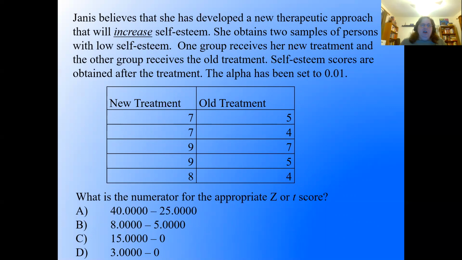Okay, so I want to stress that we're only looking for the numerator here. And if you remember, when we were going through and looking at all the different Z and T tests, the numerator is always the subtraction of means. The only question is, which means?